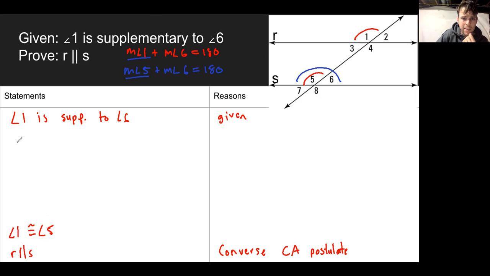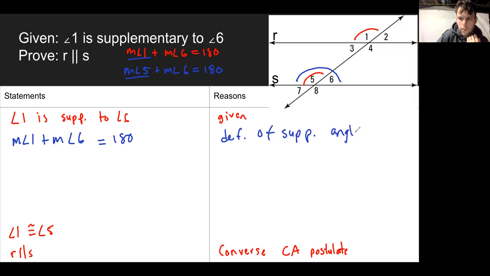So let's go ahead and set this up. The measurement of angle 1 plus the measurement of angle 6 is equal to 180. This is the definition of supplementary angles. I also have the measurement of angle 5 plus the measurement of angle 6 equals 180. This is the linear pair theorem. Linear pairs are supplementary.